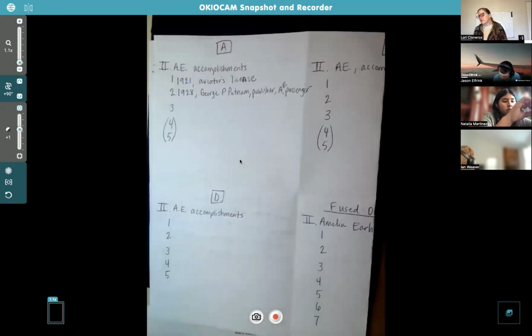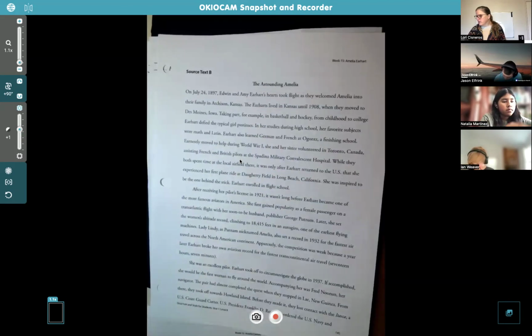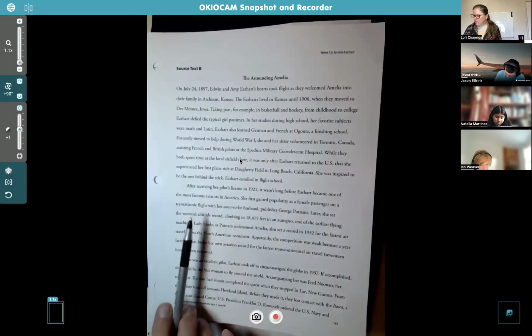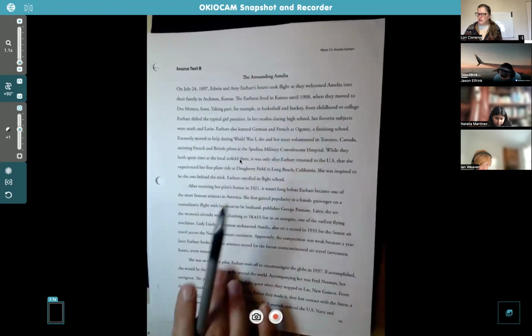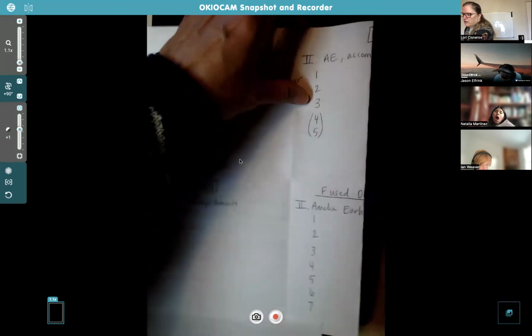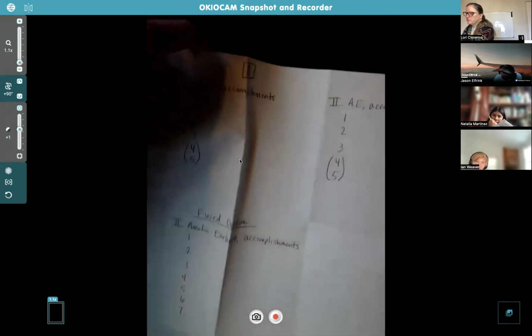You can go ahead and get out source text B next. This one is on page 145, the astounding Amelia. We're going to do the same thing. It's the second paragraph here. It's pretty short. Really try to focus on her accomplishments because that's what this paragraph is going to be mostly about, is her accomplishments. So I'm going to do the same thing and read it. This is page 145, the astounding Amelia. Source text B is going to go with your B on your outline here.